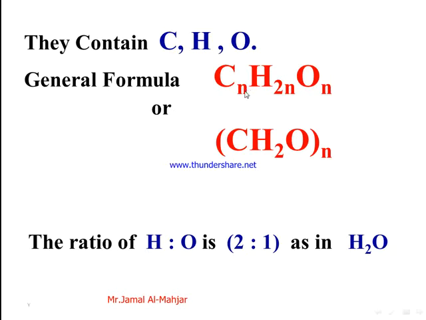So if this is 3, we have 6 and this is 3, the same number. Or you can take n as a common factor. If n is a common factor here, we will get CH2O by n, where n is any number of carbon atoms. So this is the general formula of carbohydrates.